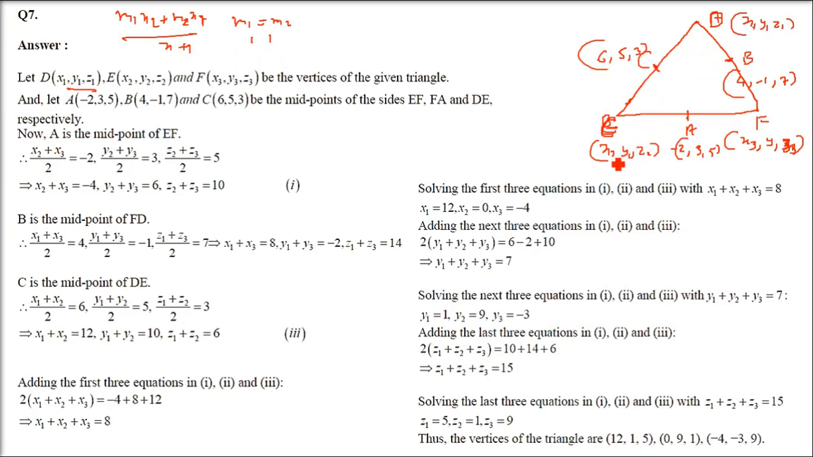So (x1 plus x2) by 2 is 6. (y1 plus y2) by 2 is 5. (z1 plus z2) by 2 is 3. 6, 5, 3. This is how you get it. And you will do it for each of the edges. (x2 plus x3) by 2 is -2. And (y2 plus y3) by 2 is 3. And (z2 plus z3) by 2 is 5.